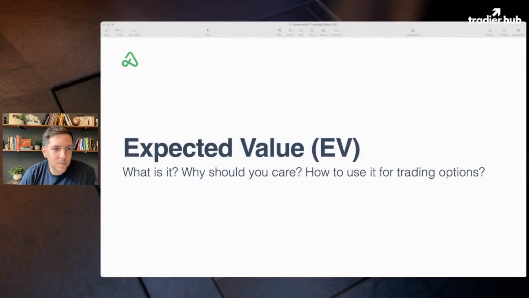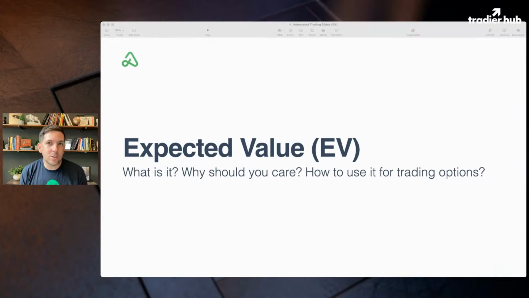If you guys want to bring up the slides, we'll bring those up. And what I want to talk about today is expected value, or what is commonly referred to as EV. Now, it's a harder topic to understand, but I hope that we can break it down. But I wanted to start this whole series and show series here with Tradier with this topic because for options traders, I think it's one of the most important concepts that you can grasp.